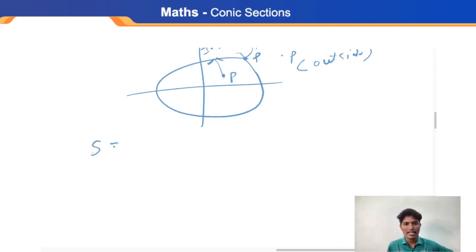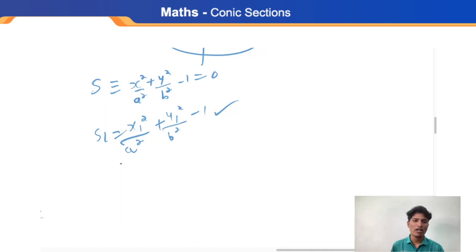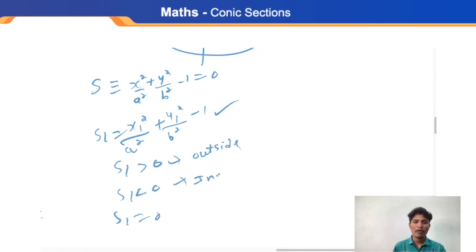I already said what the equation of S is. It is x square by a square plus y square by b square minus 1 is equal to 0. And S1 is x1 square by a square plus y1 square by b square minus 1. I have to calculate S1. Depending on the S1 value, whether it is greater than 0, less than 0, or equal to 0: if it is greater than 0, it is an outside point. If it is an inside point, S1 is less than 0. And if S1 is equal to 0, it is on the ellipse. Very important.